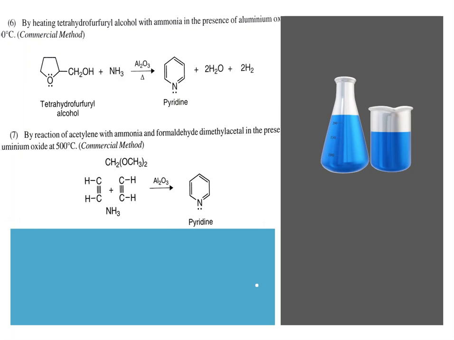The second commercial method is when you treat acetylene in presence of ammonia and dimethyl acetal. In presence of aluminum oxide at 500 degrees Celsius, you get your pyridine. This is the seventh method.